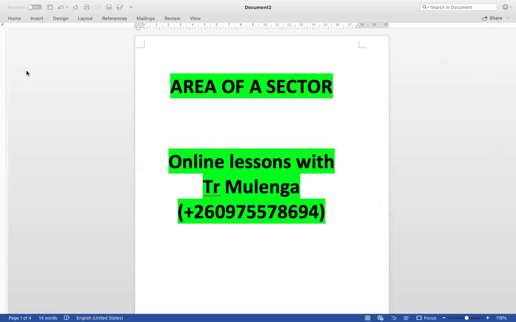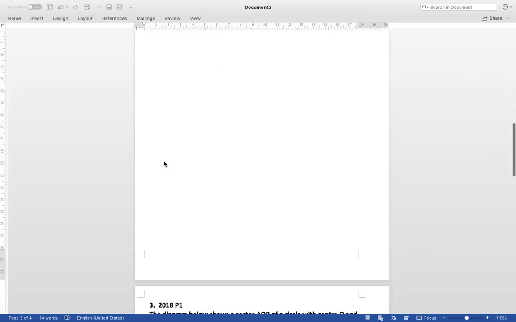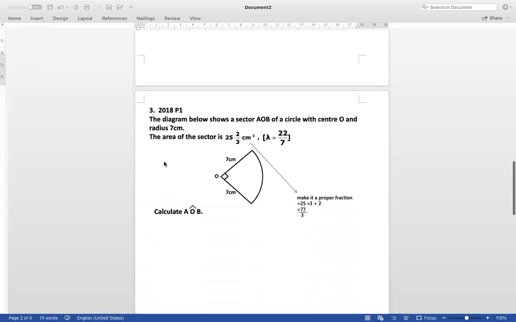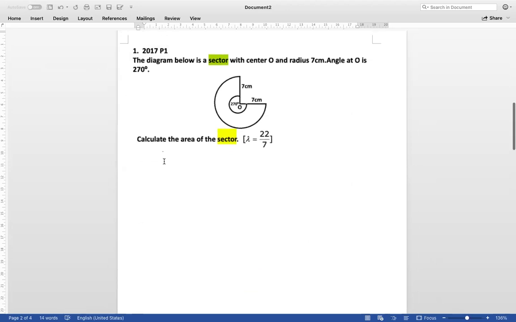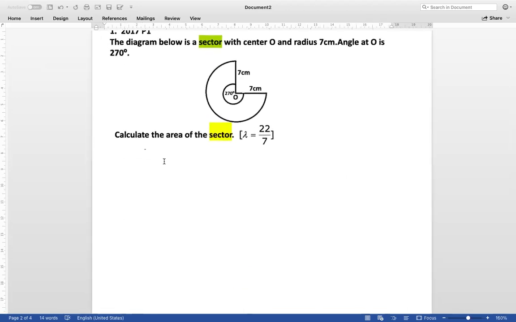So I have these two questions that I want us to solve, and then I give you something to do. It's just a quick task. The question came in 2017. The diagram below is a sector with the center O, and we are given the angle, which is 270, as well as the radius. We are told to calculate the area.